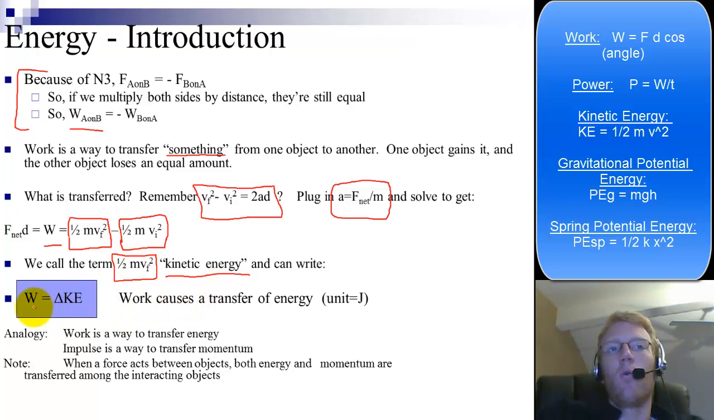But the idea is, when you do work on something, if you apply a force over some distance, you give it kinetic energy. You transfer kinetic energy to it, or take some away from it if your force is opposing it. So the mass typically does not change, but the velocity does change. So if you know how much force you applied and you know over what distance you were applying that force, you can figure out how much the energy changed. So it's a nice little analogy between Chapter 9 and Chapter 10. Work is a way to transfer energy. Impulse is a way to transfer momentum.